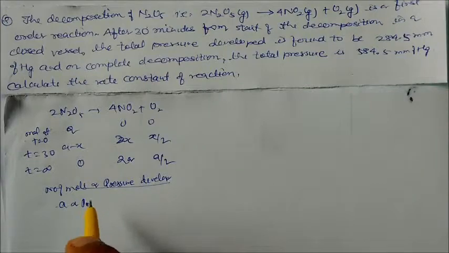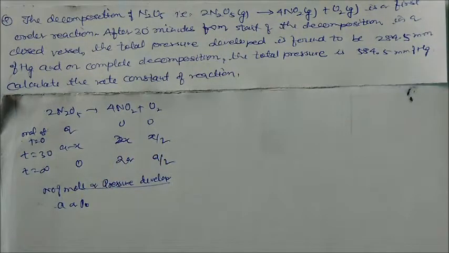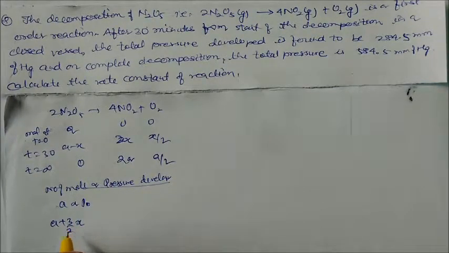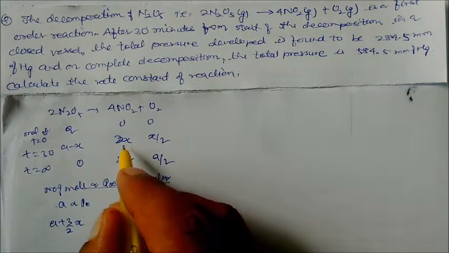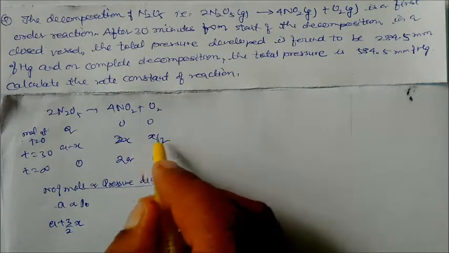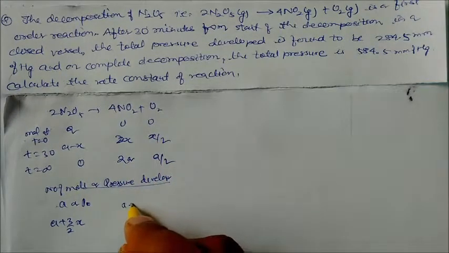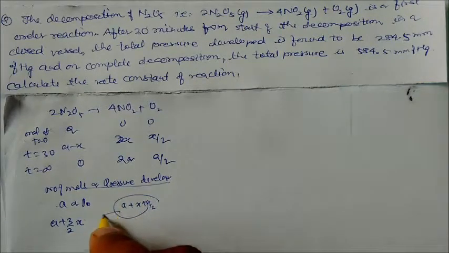And a plus 3x by 2. So we can write here 2x plus x. Now we can write here a plus 3x by 2. So how 3x by 2? So this we know, we can calculate here. So a minus x plus 2x, so x plus 2x, this becomes 3x plus 2. So we can solve here a plus x by 2, so this will become 3 by 2x. So we can solve here.